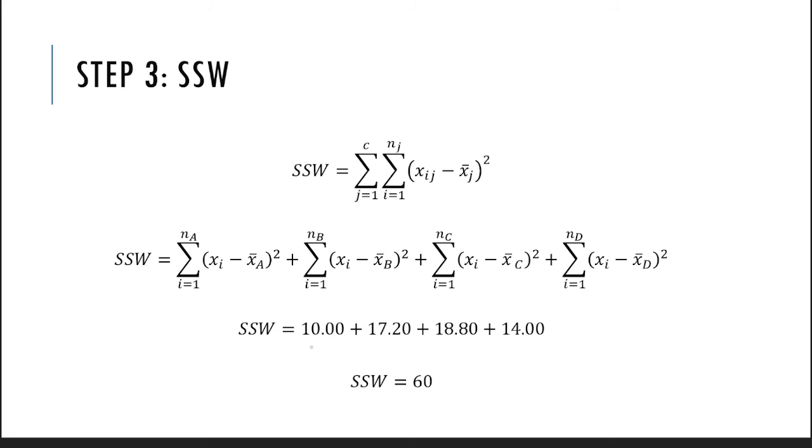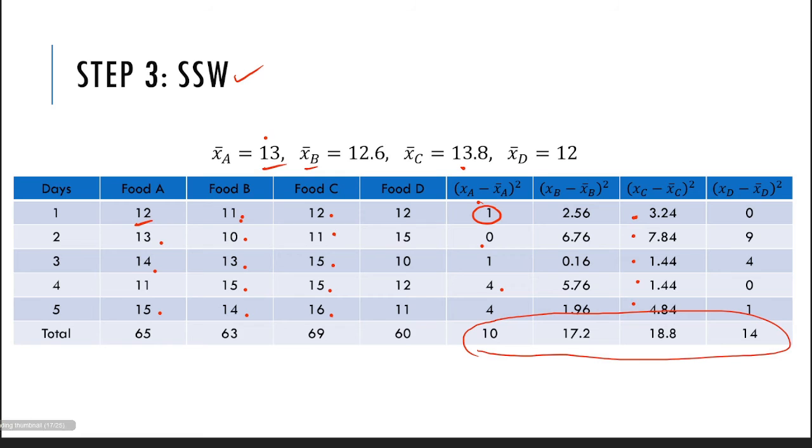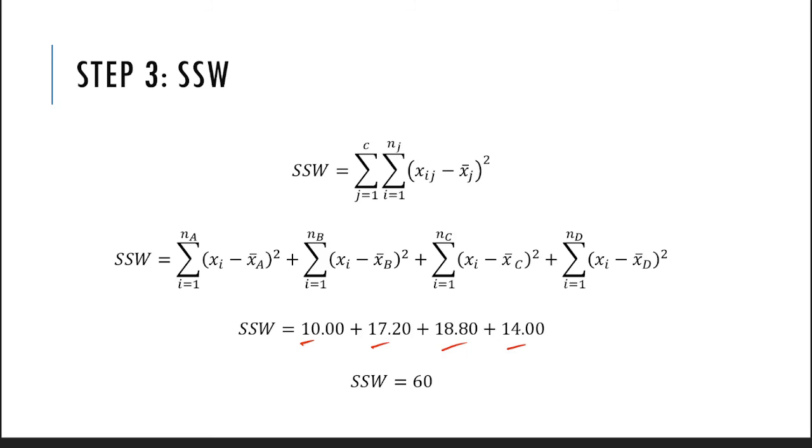So, ito yung nangyari doon. Kaya tayo nagkakaroon dyan ng 10 plus 17.2 plus 18.80 plus 14. So, saan yan galing? Galing yan dito. So, ginawa natin ganyan. Okay? So, that is the sum of squares within groups. So, meron na tayong SSW which is equal to 60.